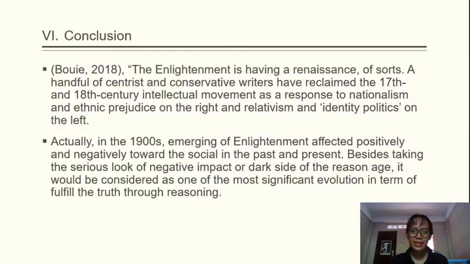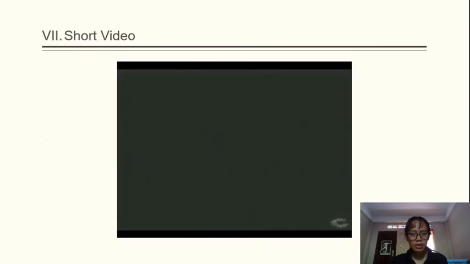So overall, even though there is no clear information on consequences or negative impact, much of the evolution of ideas in the Enlightenment period, or Age of Reason, we think could be considered one of the most significant evolutions in terms of fulfilling the truth through reasoning, so that there is no overpower anymore over the citizens of the state. So I've got a short video that will describe the overall view of the Enlightenment period. So let's get to it.